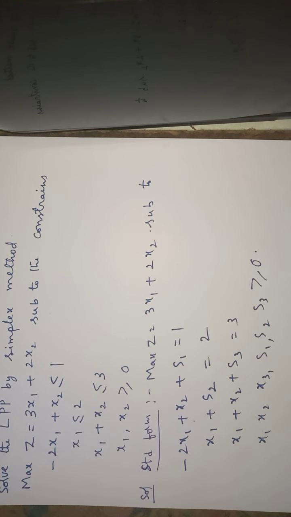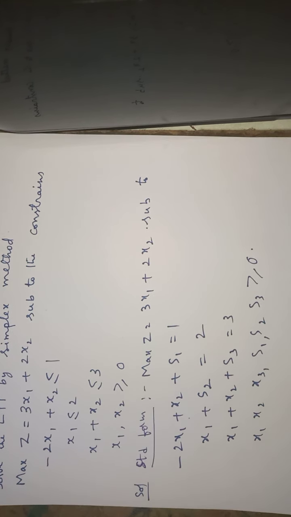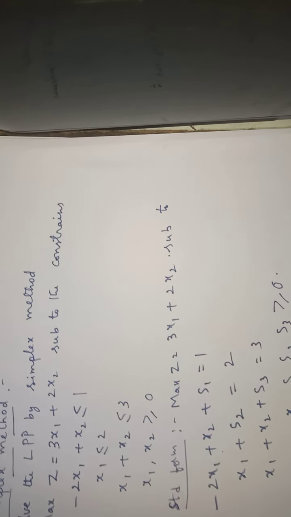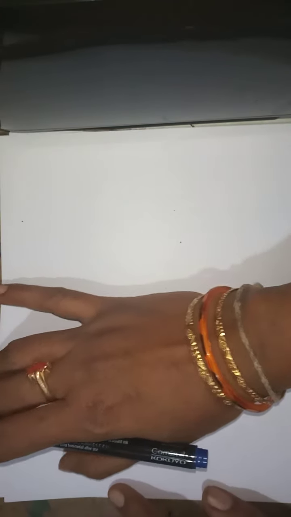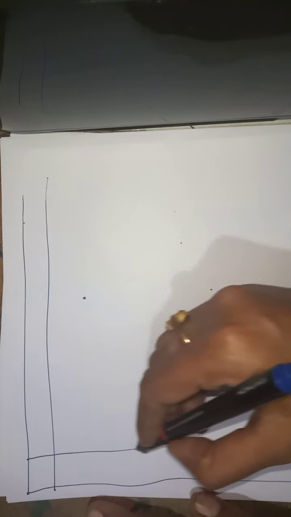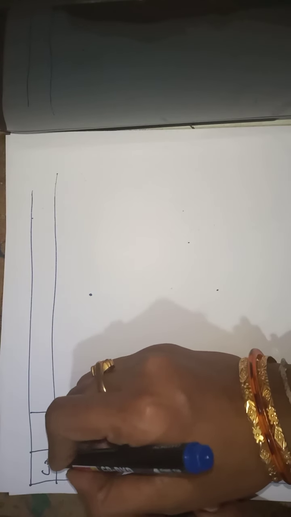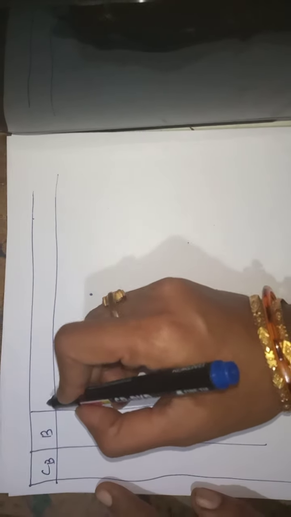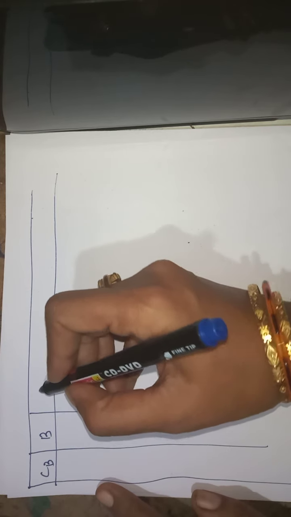After that, we have to start the simplex table. The first table is called the initial simplex table. Now I'll draw the initial simplex table. Just observe, everybody. The first column is for CB, the second column is for B, and the middle part is for the body of the simplex table.